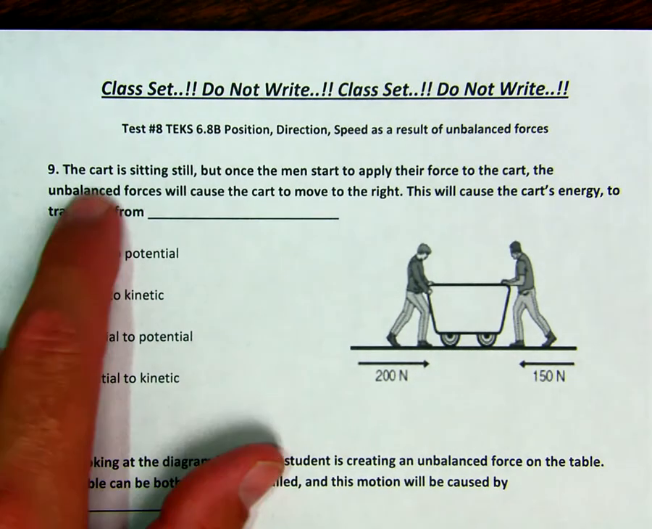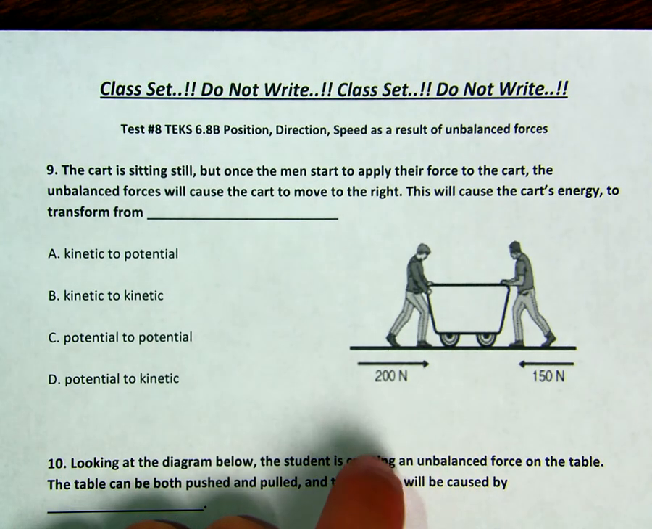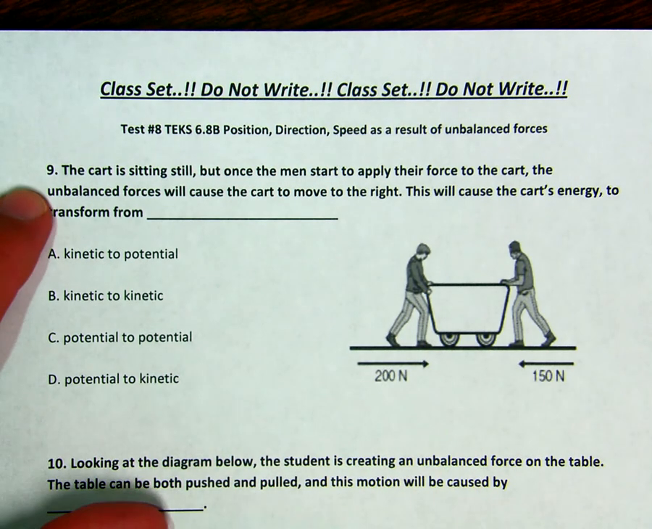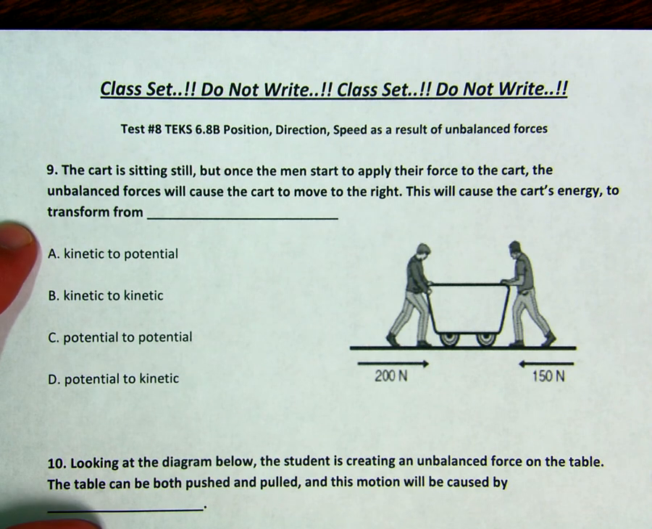Number 9. Take a good look at our cart, look at our forces, look at the direction of the force. Number 9, the cart is sitting still, but once the men start to apply their force to the cart, the unbalanced forces will cause the cart to move to the right. This will cause the cart's energy to transform from blank.